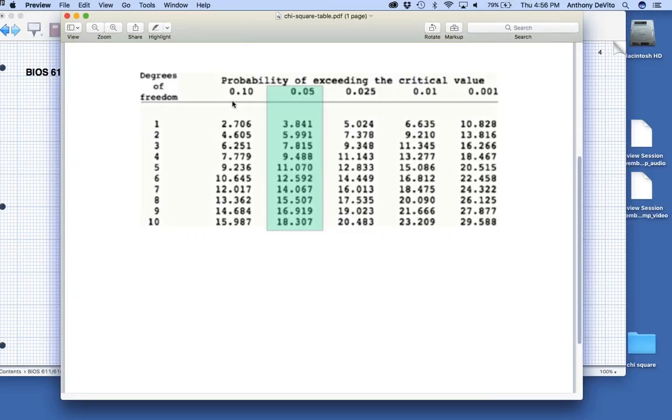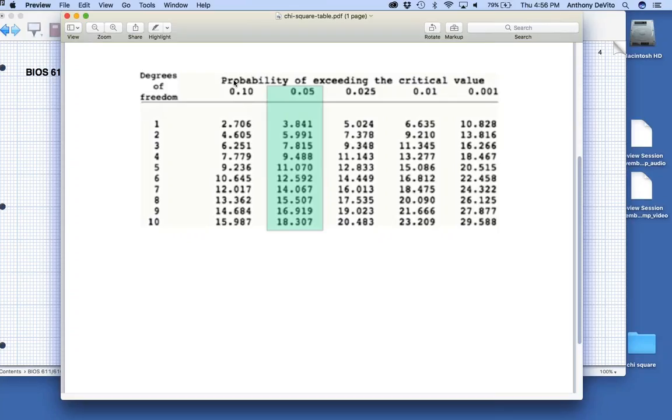If we had 2 rows and 4 columns, that would be 2 minus 1 is 1 times 4 minus 1 is 3. 1 times 3 would be 3 degrees of freedom. If we had 8 rows and 8 columns, it would be 7 times 7 or 49 degrees of freedom, right? You're not going to run into that very often or at all.